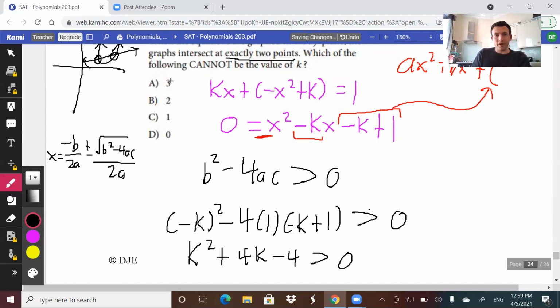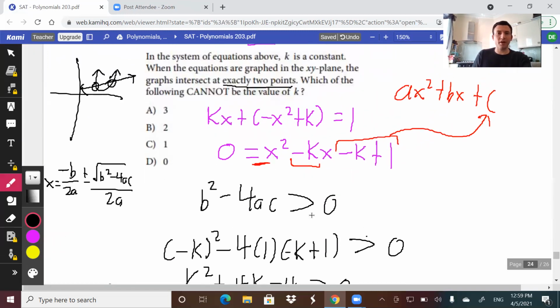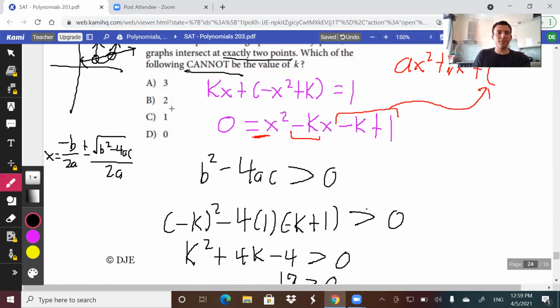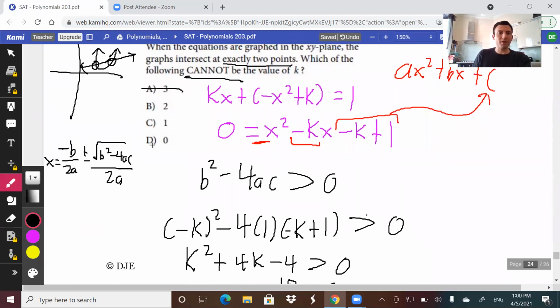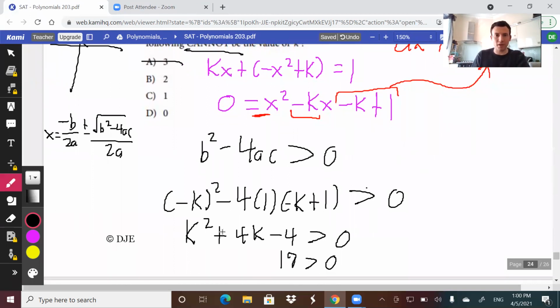I'll just start at the top. If we put in a 3, we end up with 9 plus 12, so 21 minus 4. 17 is greater than 0. So A would work, but if you read this carefully, we want to know what k cannot be. So if we put in 3 for k, it would work. I'm going to skip all the way down to D because that's the answer, and I'm just going to show you how D plays out.